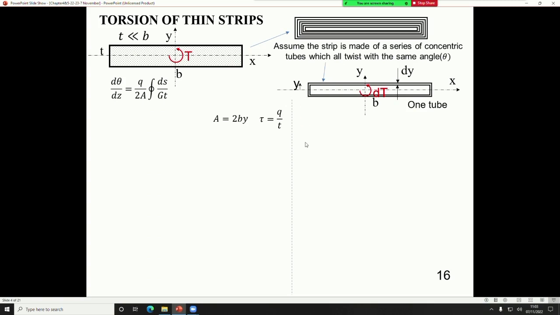So that is the definition for area, and that is the definition for ds. So ds, you start at one point and end up at the same location. Therefore, ds is equal to 2b plus 2y. But we ignore that 2y. Does it answer the question? Did I answer all the questions? Have I left out anything?